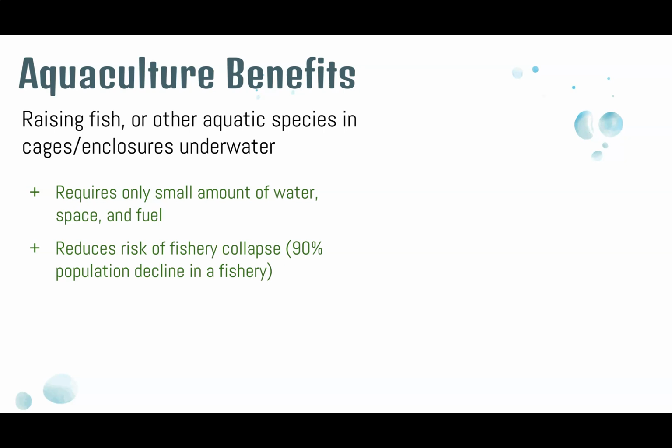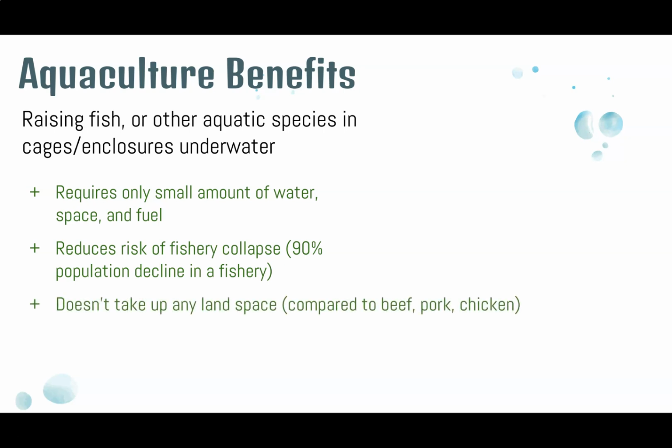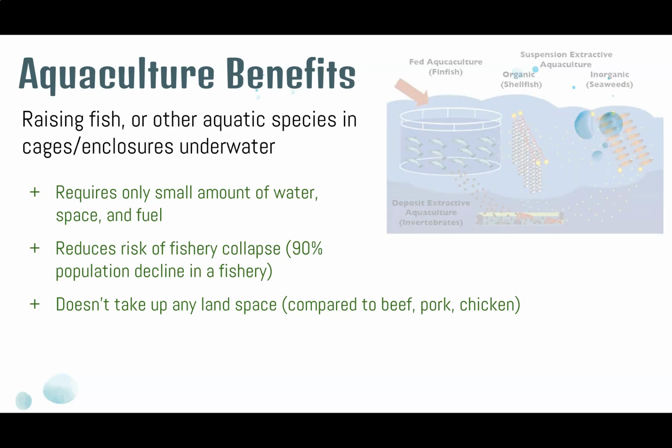It helps with fishery collapse. You are reducing the risk of a fishery collapse in your local area. And it takes up zero land space. So we've got a lot of ocean space, zero land, like it would take for pork, chicken, or beef.